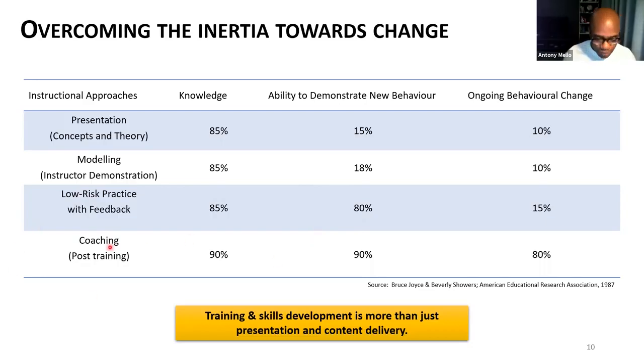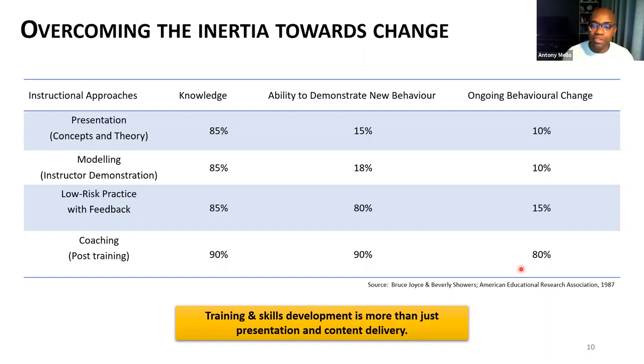Then we move to the approach that has led to the way we approach skills development and training, which is coaching post-training. So you do the experiential training, which is showing with demonstration and actually getting people to do it, but there's post-training coaching. That results in 90% knowledge retention, 90% in the ability to demonstrate the new behavior in the new environment, and 80% of people will then show an ongoing behavioral change. So this is how you actually get to transformation, right?